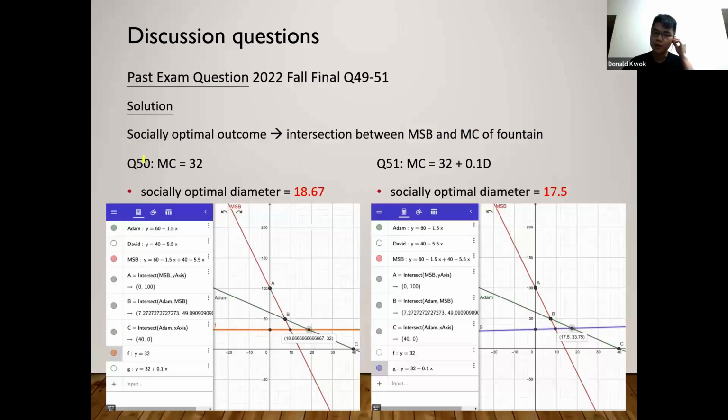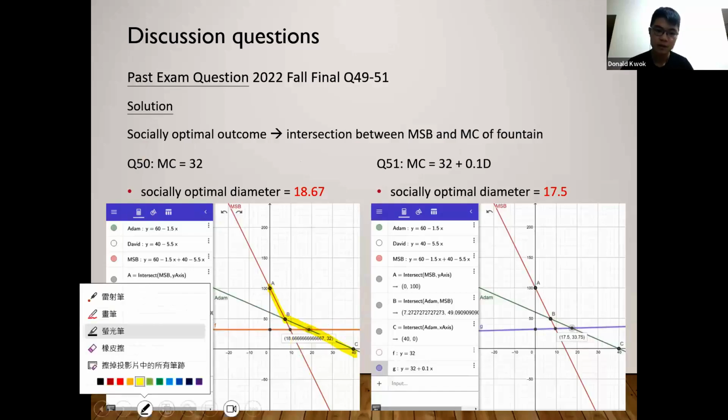Okay, so in question 50, where the marginal cost is 32, then we just draw the line y equals 32 and find the intersection with the MSB curve that we have just derived. Okay, so the intersection point would be the socially optimal diameter, 18.67.